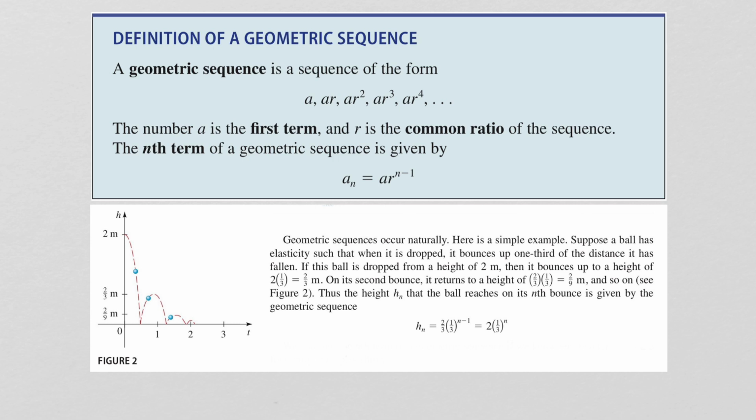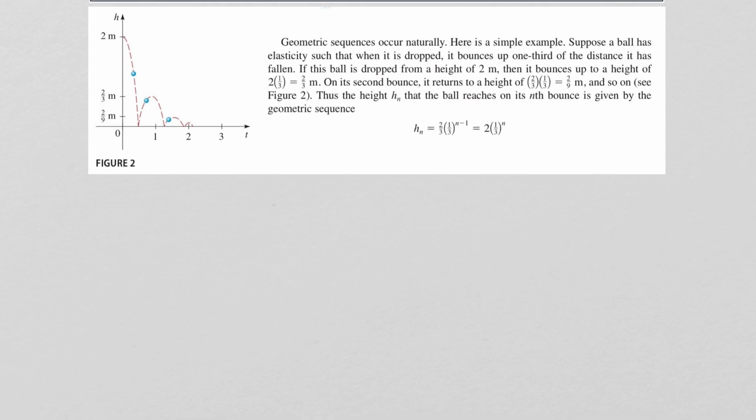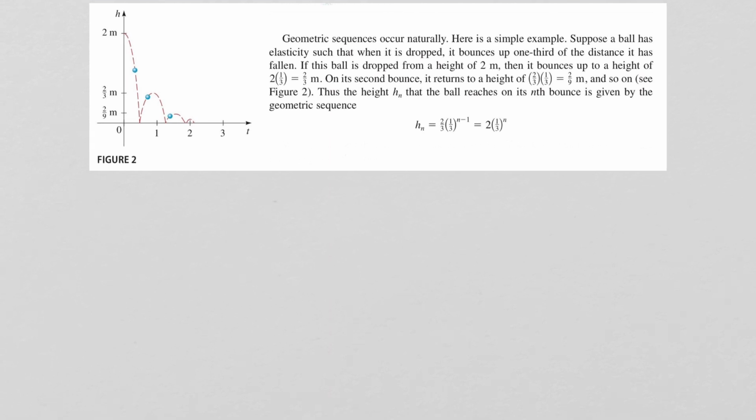So it's like an arithmetic sequence, except that we are multiplying by the same number instead of adding the same number to each term. Now, as an example of a geometric sequence, let's take a look at the following here. So they occur naturally. Suppose a ball has elasticity such that when it is dropped, it bounces up 1/3 of the distance it has fallen. So if the ball has been dropped from a height of 2 meters, then when it bounces, it's going to bounce to a height of 2 times 1/3, which is 2/3 of a meter.